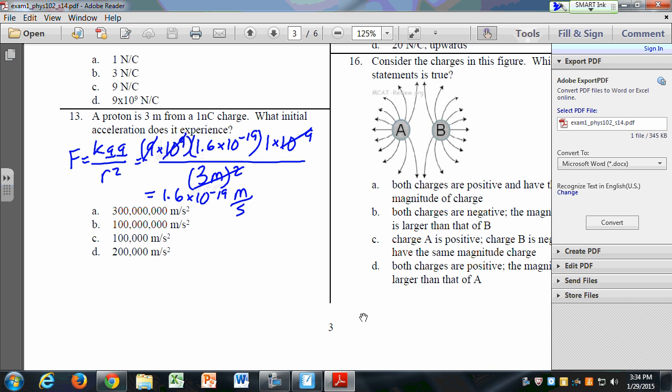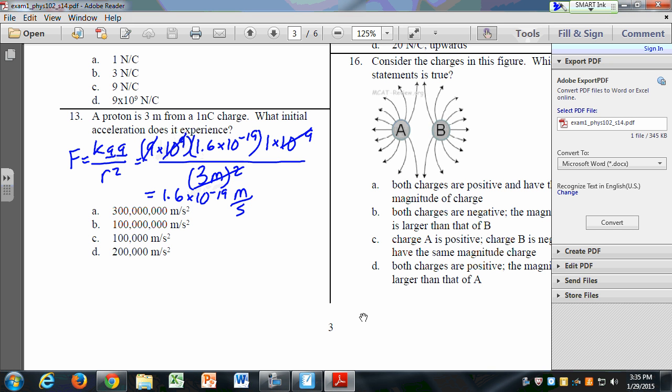That 1.6 times 10 to the minus 19, that's a good number to know, because it's the fundamental unit of charge. But it's on your equation sheet, so you don't have to know it. None of the constants you have to know, like the masses of your proton and electron, all that business, those are all on your equation sheet.